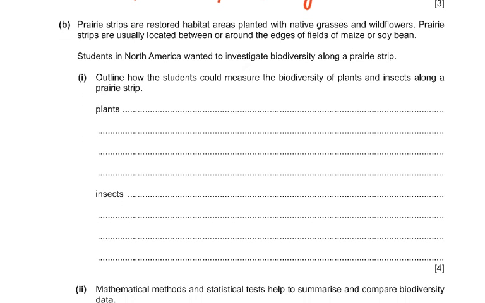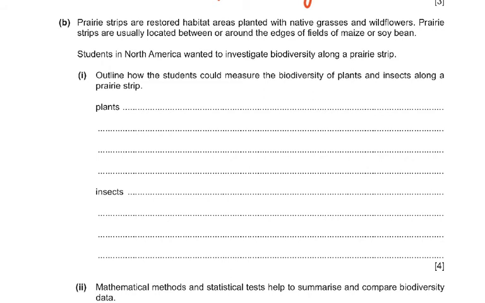Then it says prairie strips are restored habitat areas planted with native grasses and wildflowers. Prairie strips are usually located between or around edges of fields of maize or soybean. Students in North America wanted to investigate biodiversity along a prairie strip. Outline how the students could measure biodiversity of plants and insects along a prairie strip.